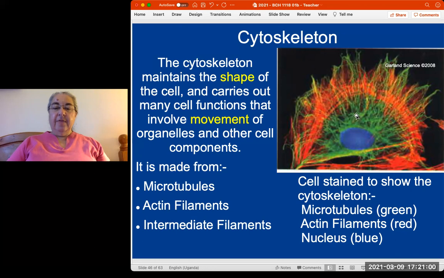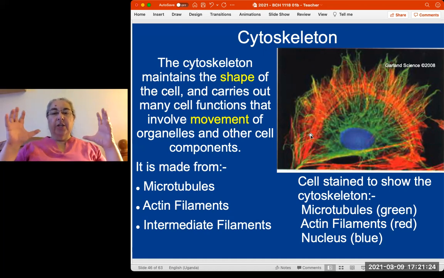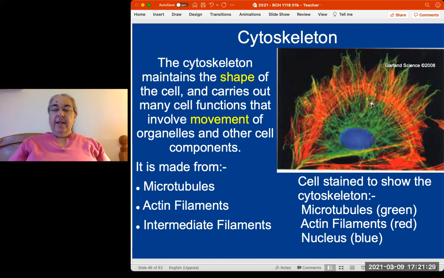You can see that the microtubules tend to be going from the nucleus outwards, whereas the actin filaments tend to be wrapping around the cell inside the cell membrane. So together these give the cell its shape. The actin filaments support and shape the outside shape of the cell, and the microtubules anchor the nucleus and the outside of the cell in relation to each other, so holding everything in place.